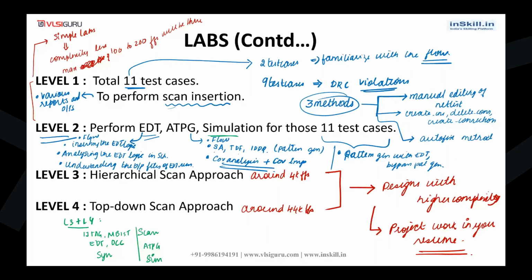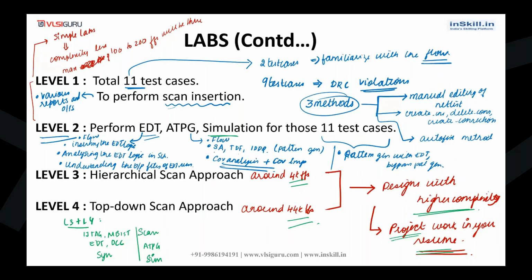As I already told you, in level 3 projects you will have around 4K flops, and in level 4 projects around 44K flops. These are designs with higher complexity. So you can write the level 3 and level 4 projects as project work in your resume.